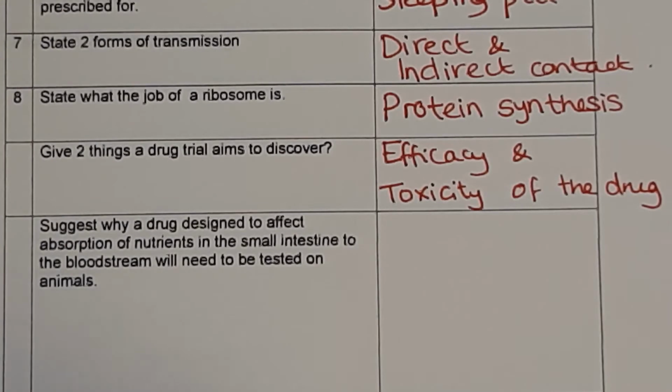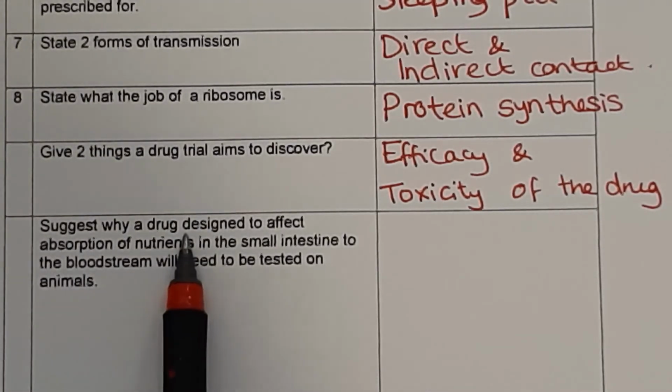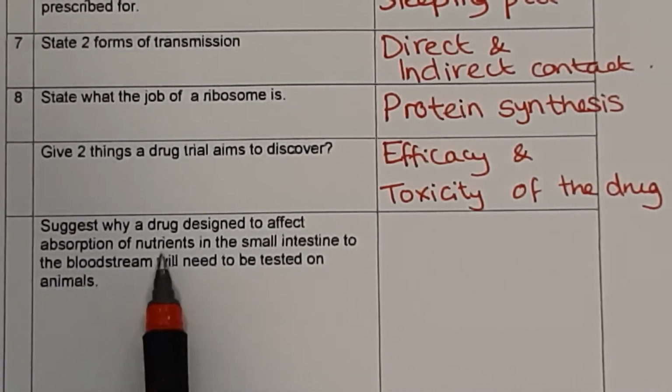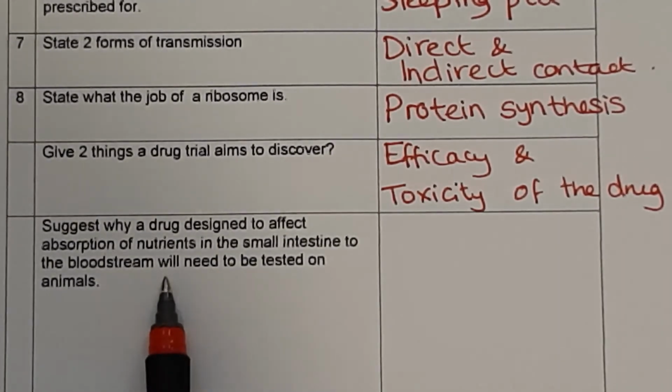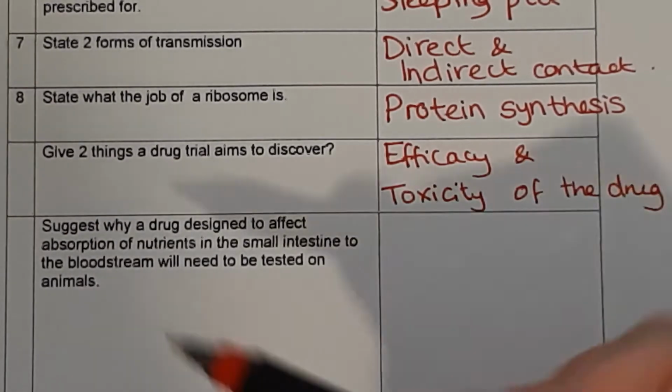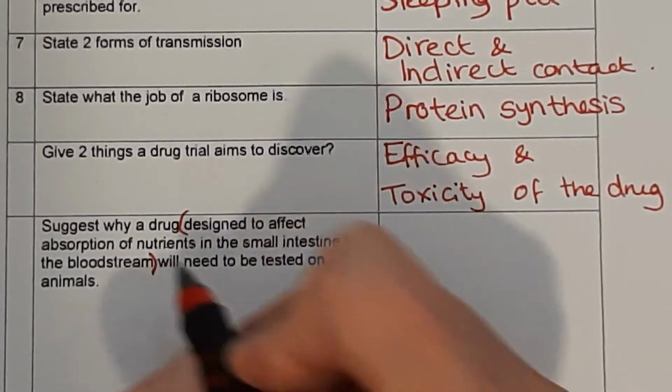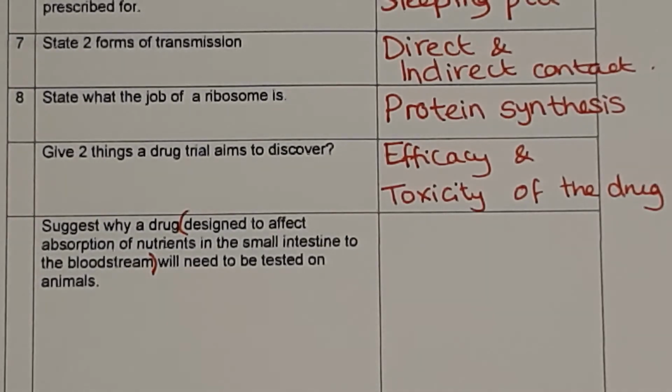Suggest why a drug designed to affect absorption of nutrients in the small intestine to the bloodstream will need to be tested on animals. Okay, in this case, the question misleads us a little because it talks about what the drug does. The drug's designed to affect absorption of nutrients in the small intestine to the bloodstream. Weirdly, this part is irrelevant to our question. You don't actually need to know this, and examiners love to do this to you. So actually, the question really says, suggest why a drug will need to be tested on animals.